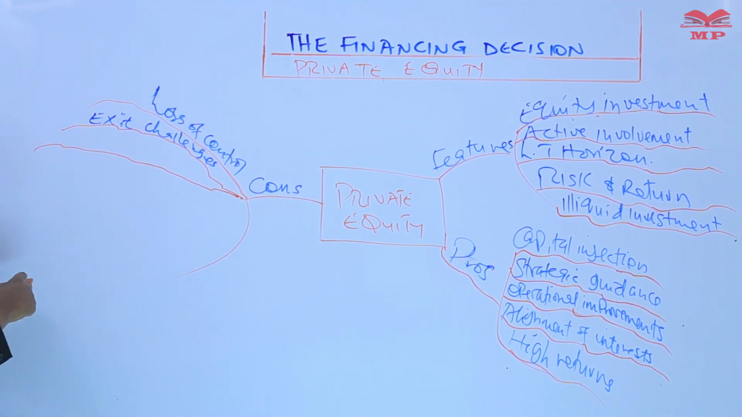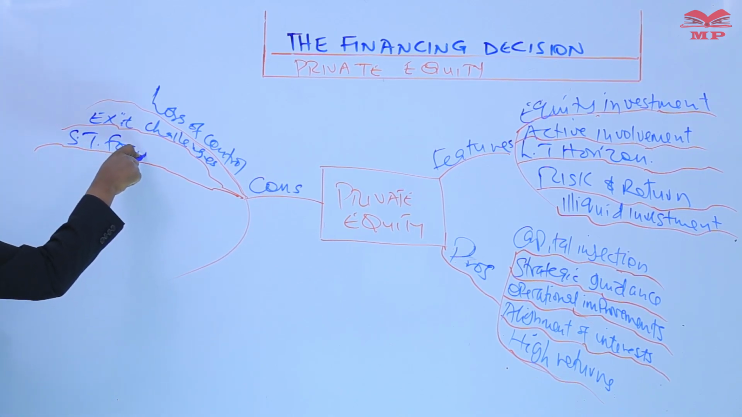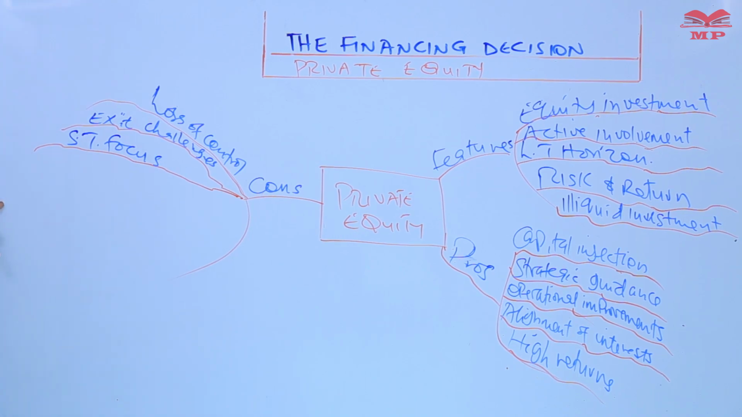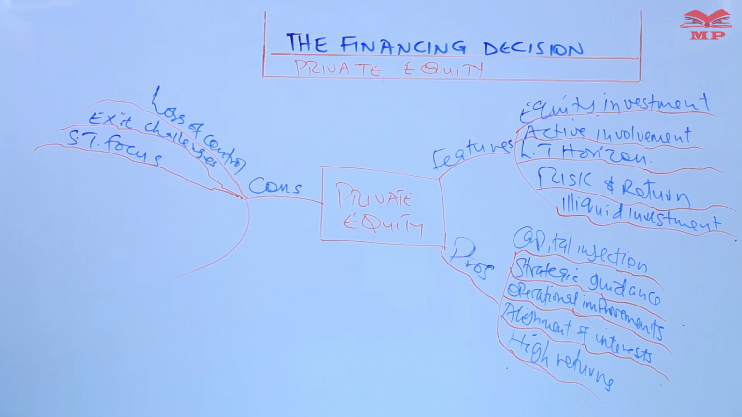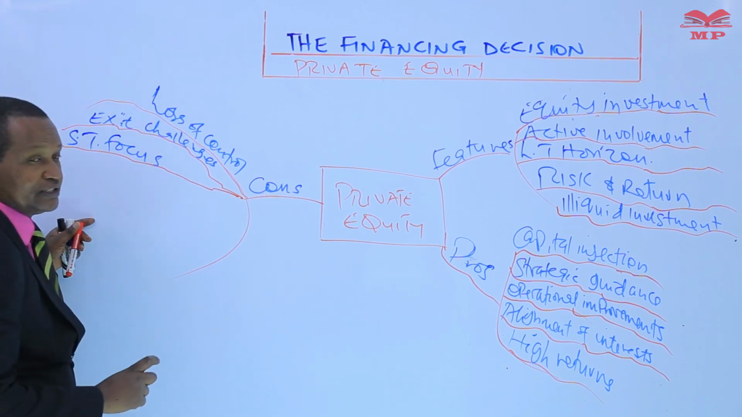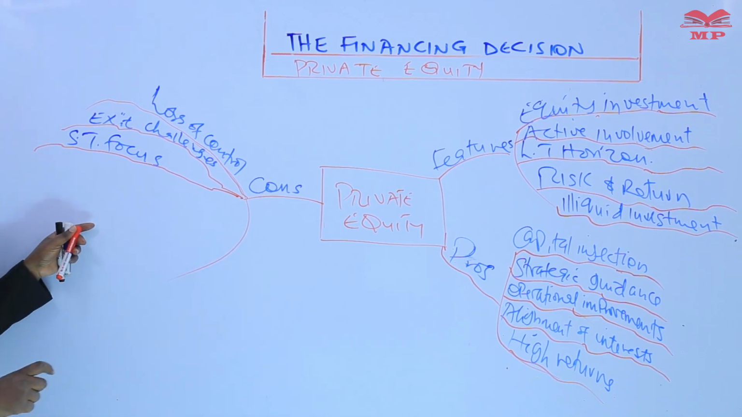Short-term focus. How is short-term focus a disadvantage of private equity? Some critics have argued that private equity's emphasis on achieving short-term financial gains can sometimes lead to decisions that prioritize immediate profitability over long-term sustainability. It's normal for investors to want immediate profitability on their investment, and that can compromise the long-term sustainability of the company.